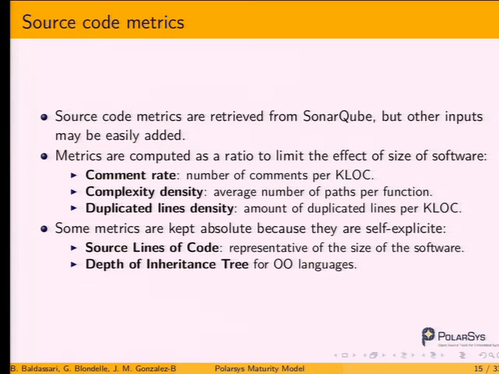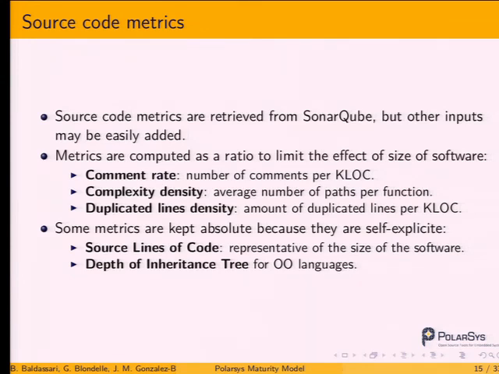What we can say about the metrics is that we tried as much as possible to make them relative, because you cannot compare a small project and a big project. The number of commits will be different and the complexity will be different, and that's just normal. So what we do is as much as possible, we do ratio. One example is the comment rate, so it's a percentage of lines of code. You have the complexity density, which is the cyclomatic number per function, or the duplicated lines density, which is the amount of duplicated lines per thousands of lines of code.